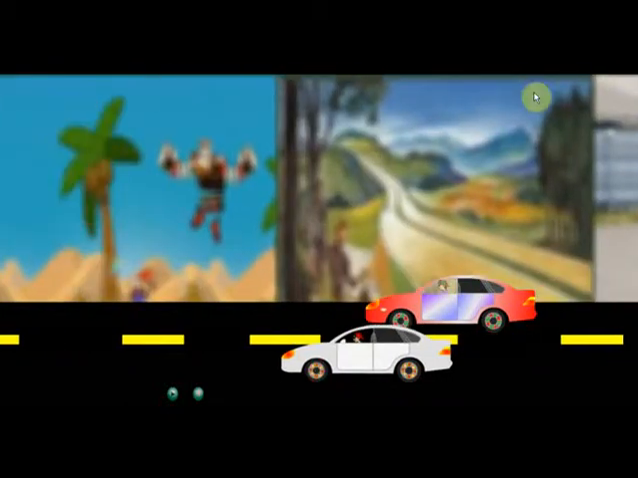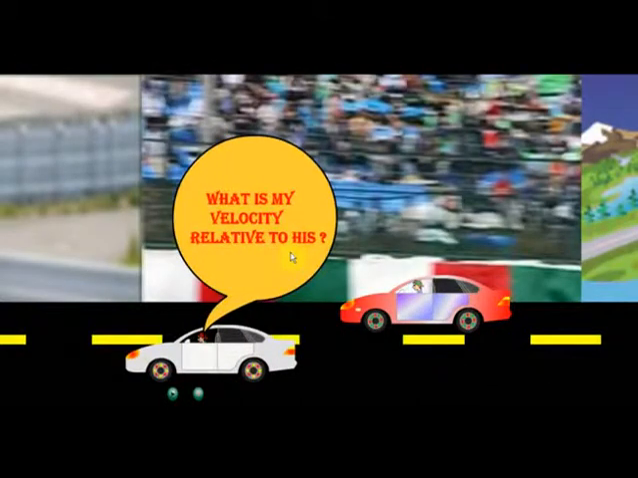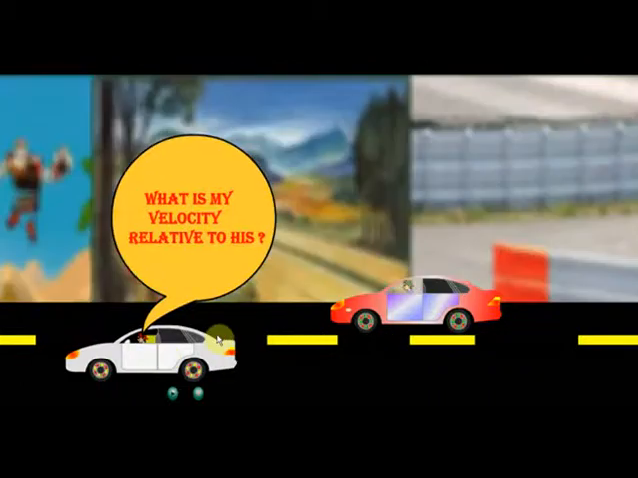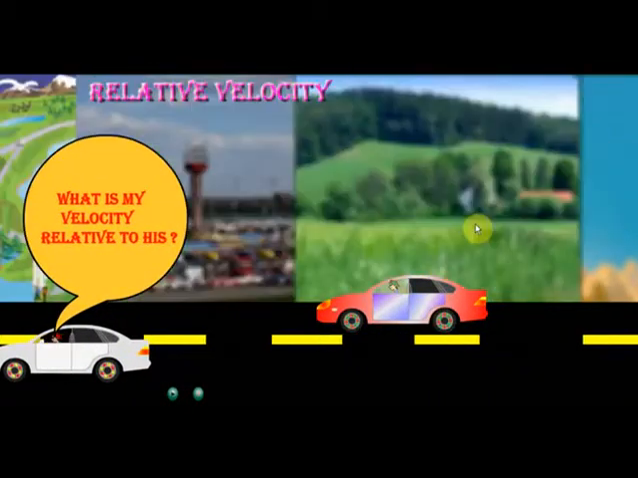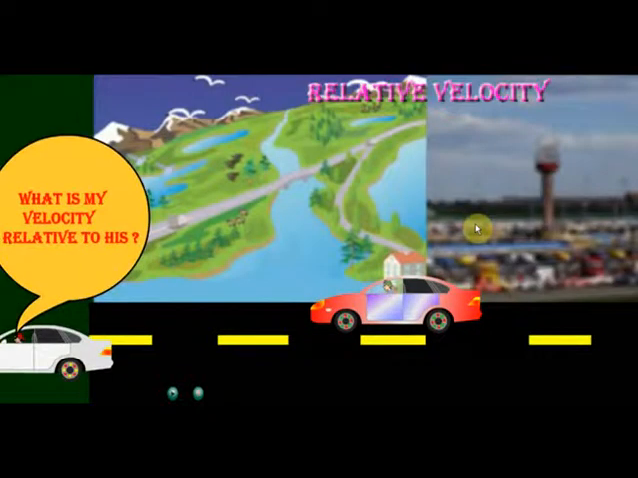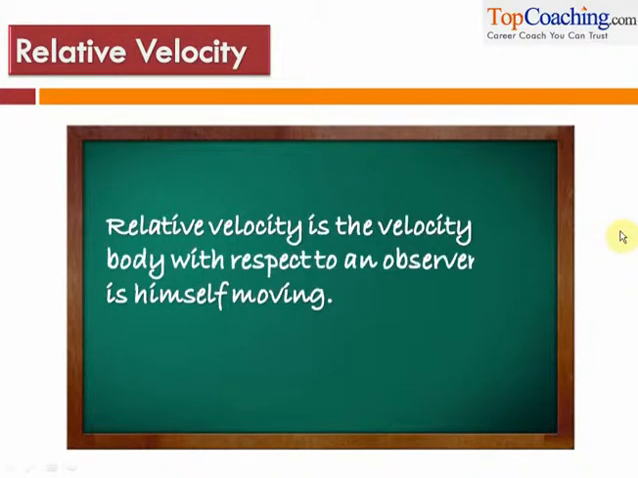Hi students, in this chapter called relative velocity, we are going to learn how the velocity of one body appears relative to another body. So for example, if Tom is traveling in this car, what will the velocity of the red car appear to him? That is what we are going to learn about in this chapter.